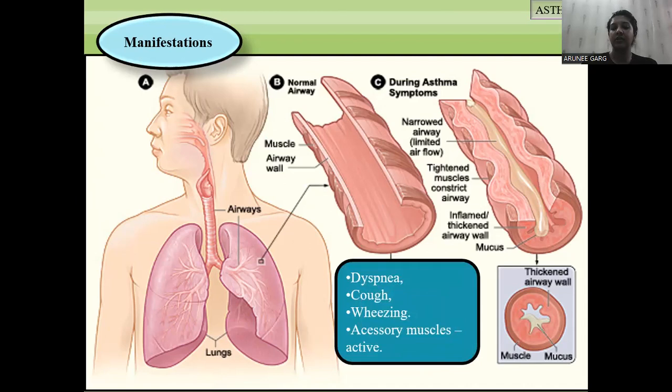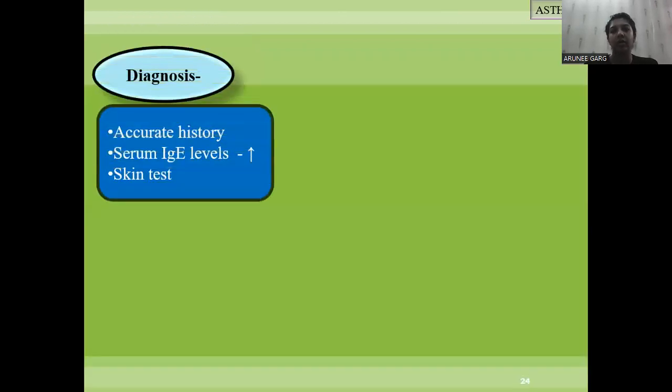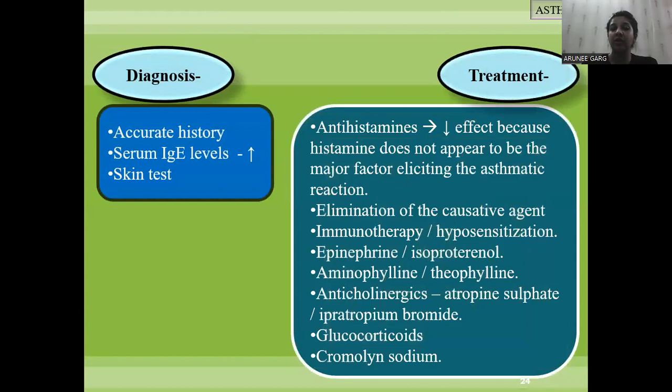The symptoms are dyspnea, cough, wheezing, and the accessory muscles are active during this stage. The diagnosis can be made again on accurate history, and the serum IgE levels will be increased, and a skin test can be done. The treatment includes antihistamines, which decrease the effect because histamine does not appear to be the major factor eliciting the asthmatic reaction.